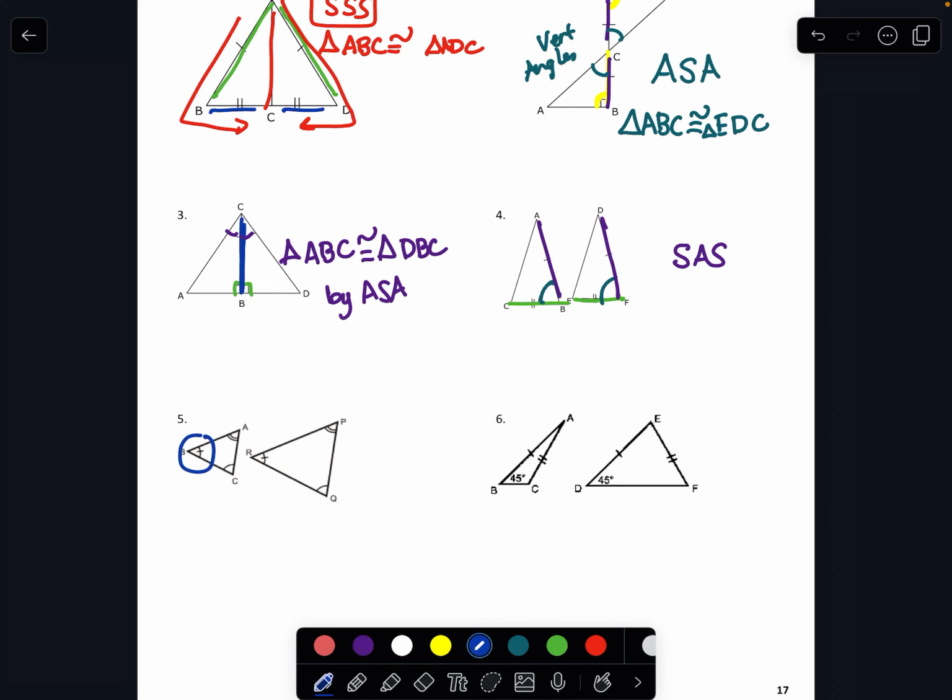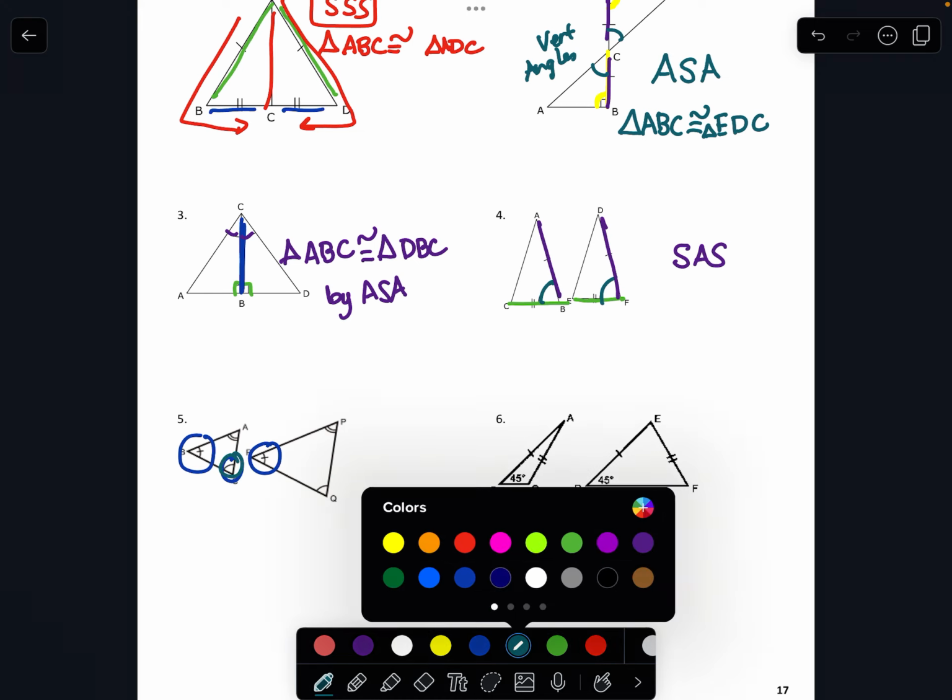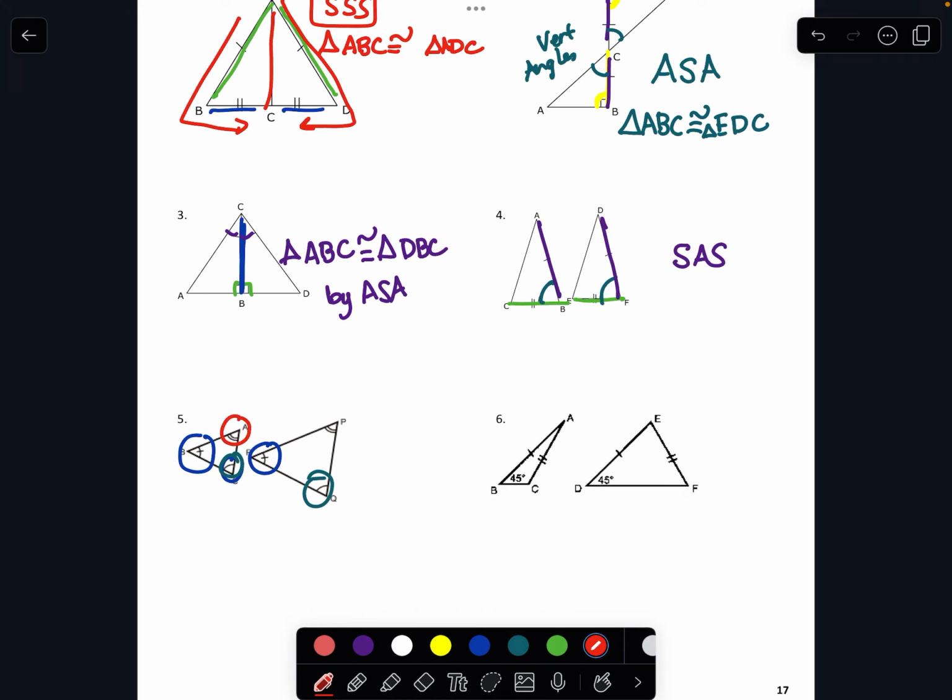If you look at the next one, they're just giving us three angles that are congruent with each other. And remember, that wasn't one of the ones we talked about. As a matter of fact, you can have a very small triangle and a very large triangle that all have the same degrees. An equilateral triangle has all 60 degrees. Doesn't matter how large the triangle is. So you can't prove the triangles are congruent by three angles. This is not enough information to prove that these two are congruent.